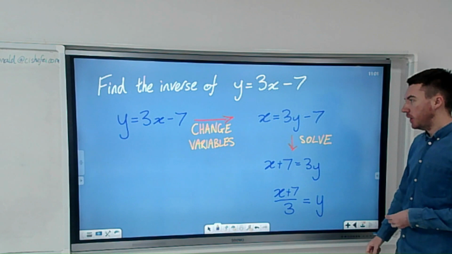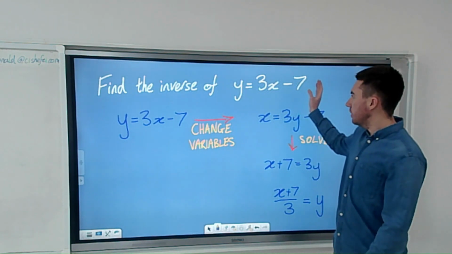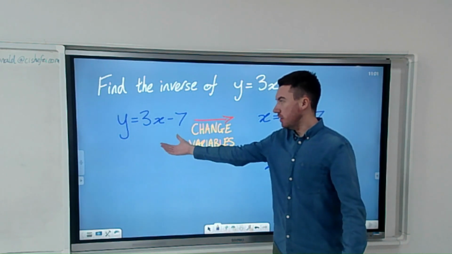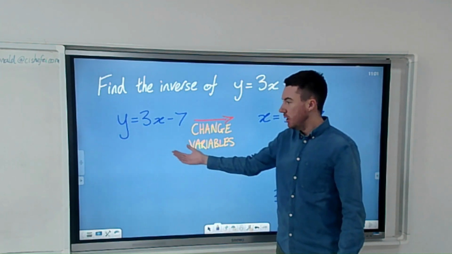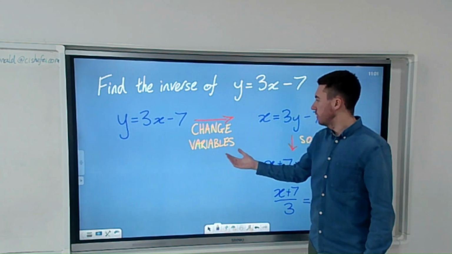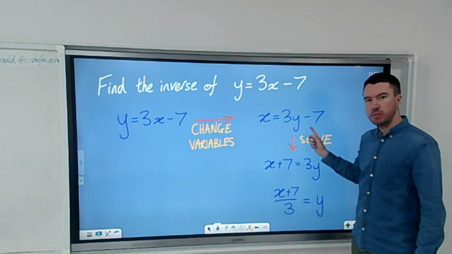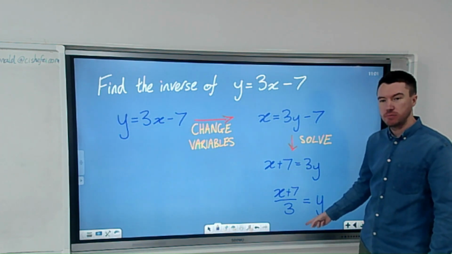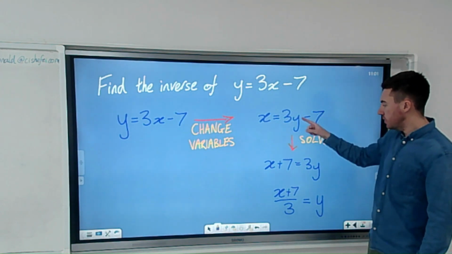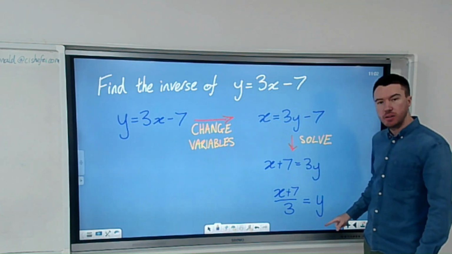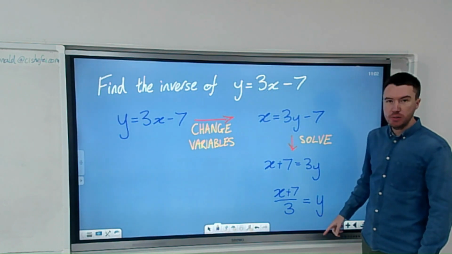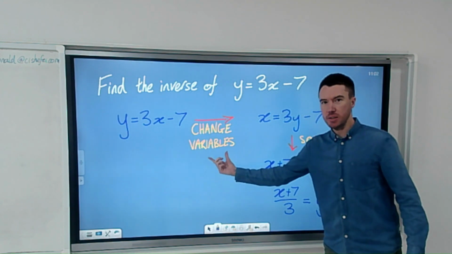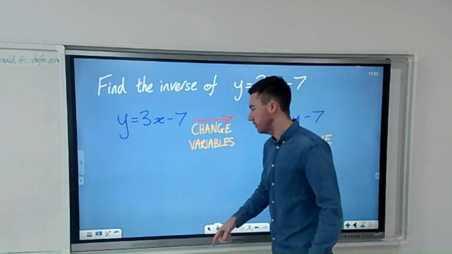Okay, so when it comes to a question, find the inverse of 3x minus 7. This is my method. I take the 3x minus 7, I change the variables, so I get x equals 3y minus 7. We'll come back to that in a second. And then I solve. So I add 7 on both sides, I divide by 3 on both sides, and I get my new inverse: y equals (x plus 7) over 3. But why this? Well, let's look at the graphs.